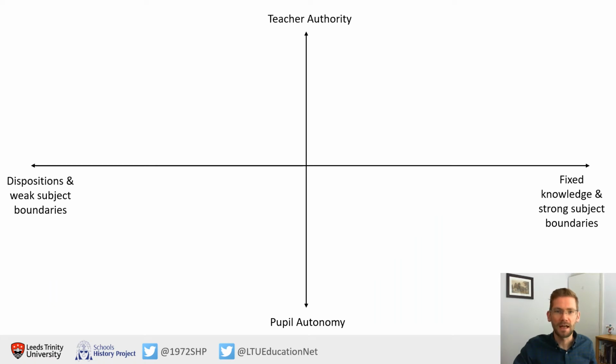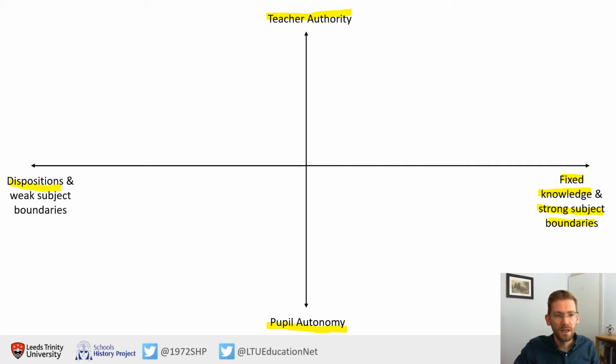We could also have a look at curriculum in terms of what kinds of things have been promoted over time. I love a Cartesian plane as much as the next person. We could talk about various curriculum models emphasising different elements: curriculum models that emphasise teacher authority or pupil autonomy. And we could talk about curriculum models that have a very fixed idea of what knowledge we should cover and really strong boundaries between subjects, so that history is history and geography is geography and science is science, or chemistry is chemistry.